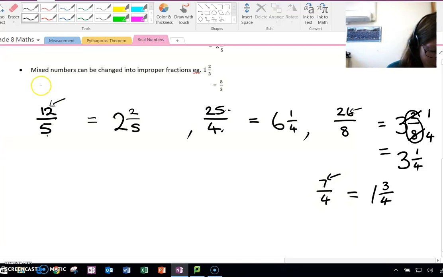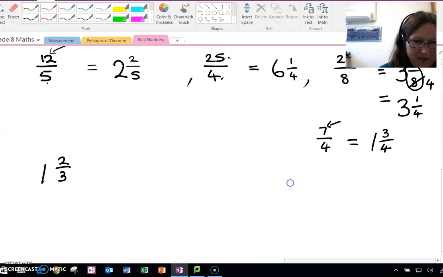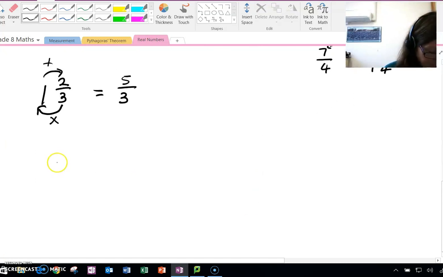What about changing mixed numbers back into improper fractions? So the example listed here is 1 2/3. So the way we change this back into an improper fraction is we say 3 times by 1 is 3. Then we add 2. So 3 times 1 is 3, add 2 is 5. So that gives us 5/3. Let's do a few more.